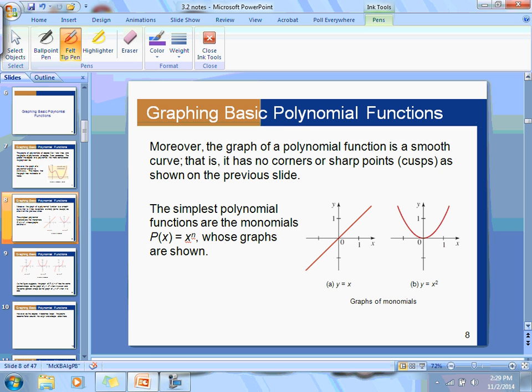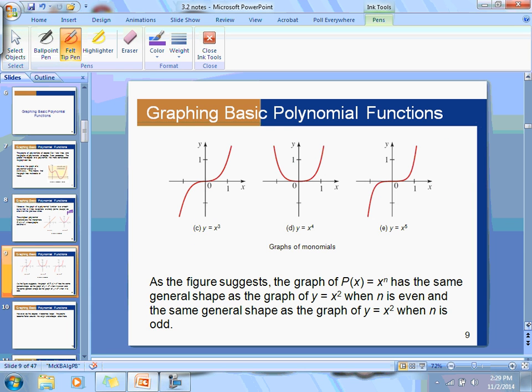And the book does a good job on page 233 of illustrating some of those pictures that have the sharp points or the corners or the cusps. That's what they call those sharp points. So if you want to see some examples of what a polynomial function isn't, you can look on that page. There's a chart in your book. But our polynomial functions are going to be nice and smooth. Even the linears, they're smooth as well. They're nice and straight because it's just a line.